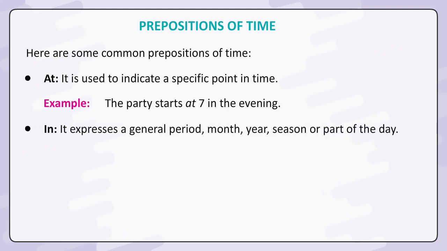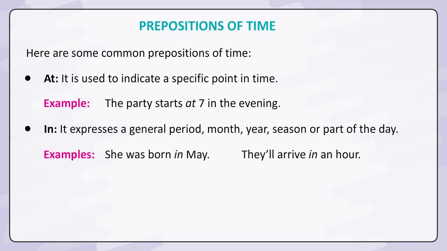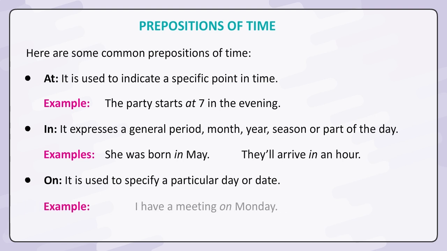In. It expresses a general period, month, year, season, or part of the day. Examples. She was born in May. They'll arrive in an hour. On. It is used to specify a particular day or date. Example. I have a meeting on Monday.